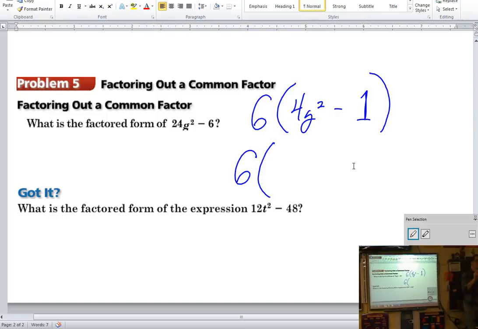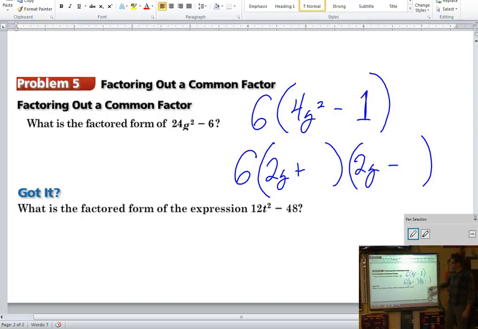So, I'm missing the middle term. That tells me, is it a perfect square trinomial or a difference of squares? Difference of squares. So we're going to have the one with the plus and the one with the minus. How do I get 4g squared? 2g and 2g. How do I get my negative 1? A positive 1 and a negative 1. You could write the 6 into one of the factors if you wanted to, but we would really just leave it right here.